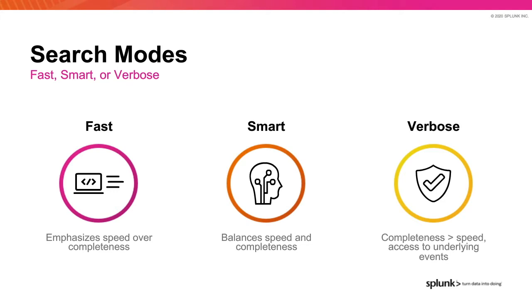Smart mode, the default setting, toggles search behavior based on whether your search contains transforming commands. For transforming searches, it behaves like fast mode. For searches without transforming commands, it behaves like verbose.